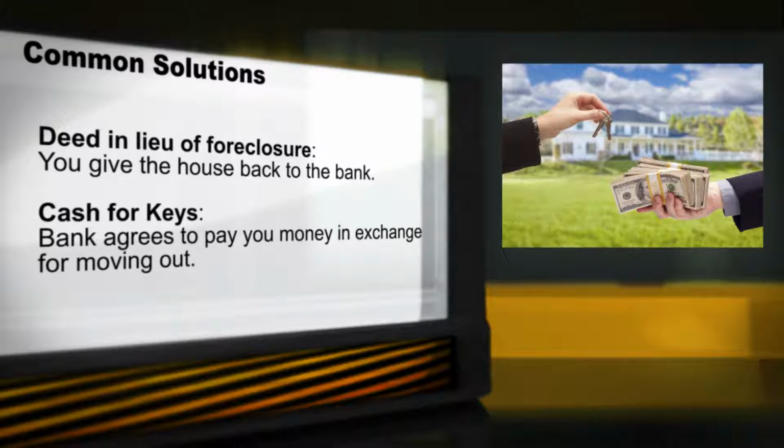Deed in lieu of foreclosure. This is where you give the house back to the bank. In exchange, the bank will forgive the debt that you owe. If approved, you will have to move. Cash for keys. This is where the bank agrees to pay you money in exchange for moving out of the house earlier than you would have had to otherwise. If approved, you will have to move.